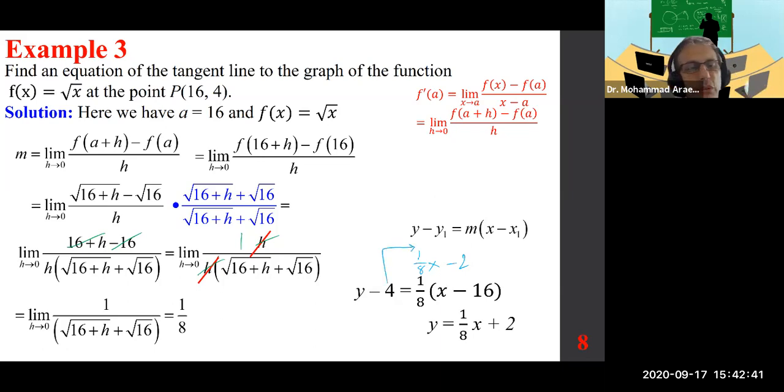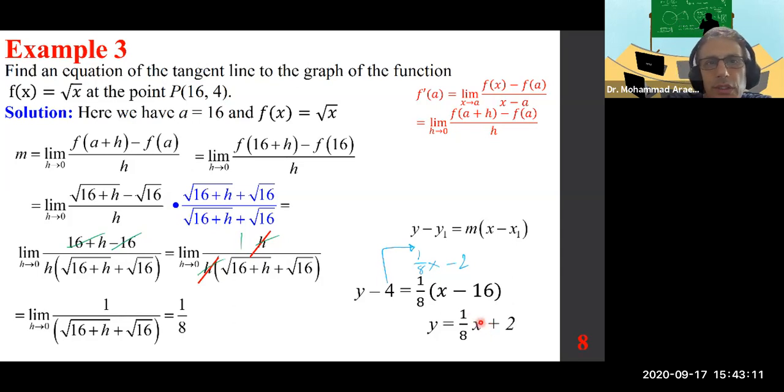Now, here's the important thing I want everybody to remember. It is extremely important, and that is the following. This pair belongs to the original function. So if I put 16, I should get 4, and I do, of course, right? This pair also belongs to your tangent line that you just found, right? That's the meaning of a tangent line. So it should satisfy this one.